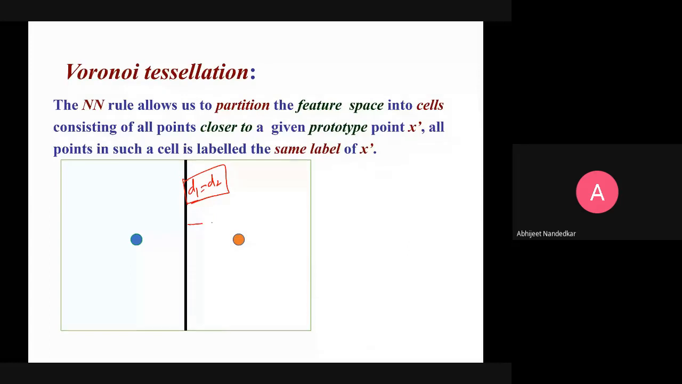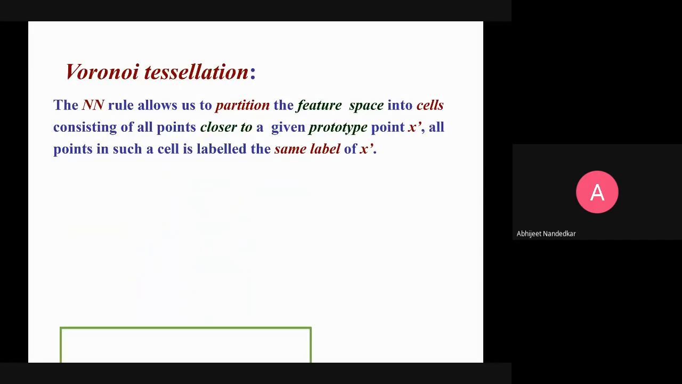Now this side of this line is class 2 and this side becomes class 1, the red class and orange class. So by just implementing the nearest neighbor rule, we have created this decision boundary. When I implement nearest neighbor, that means we are implementing this decision line between these two classes. Now we will go further.